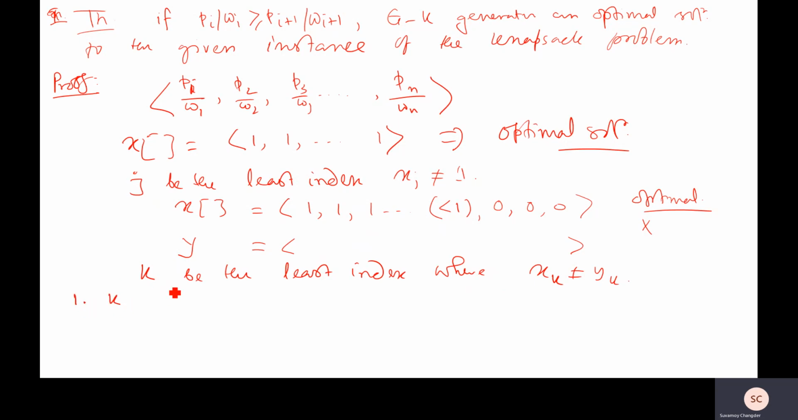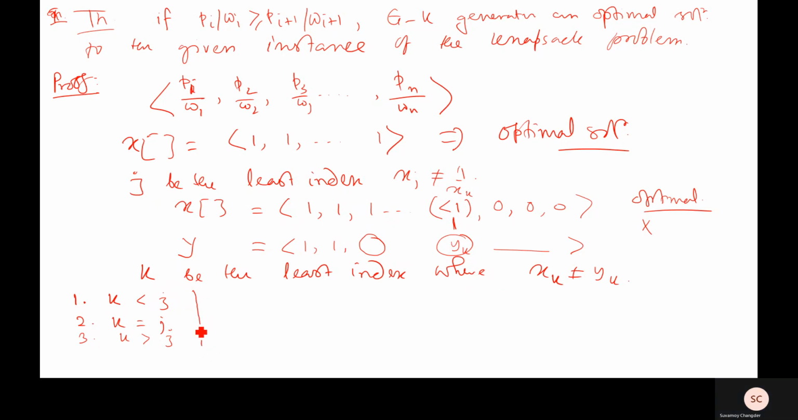One, this k may be less than j. That is, k is here where all values are 1, and this value is something different than xk. Okay. K may be less than j. Two, k may be equal to j. So that means where xk is not equal to 1, yk differs here, okay. Or number three, k may be greater than j. So up to this, all values are equal, but here yk differs.